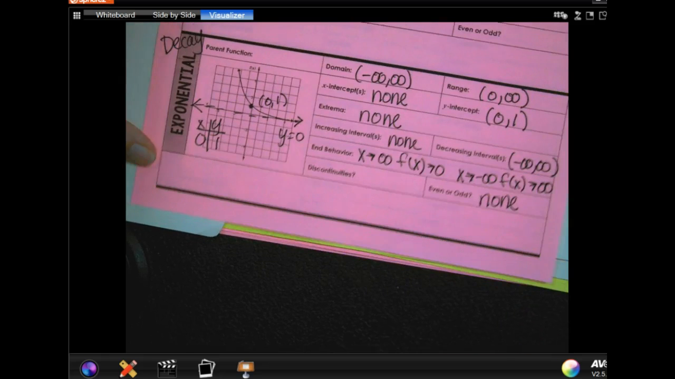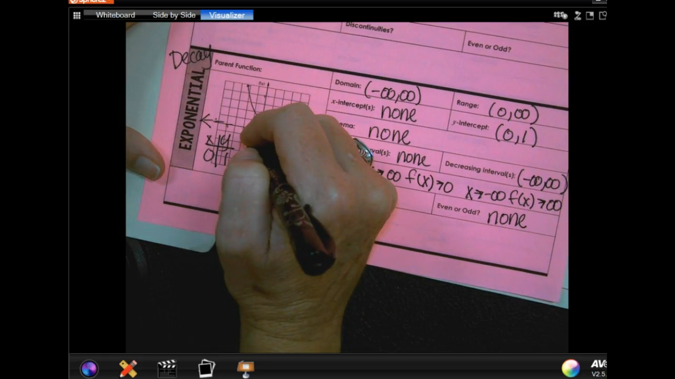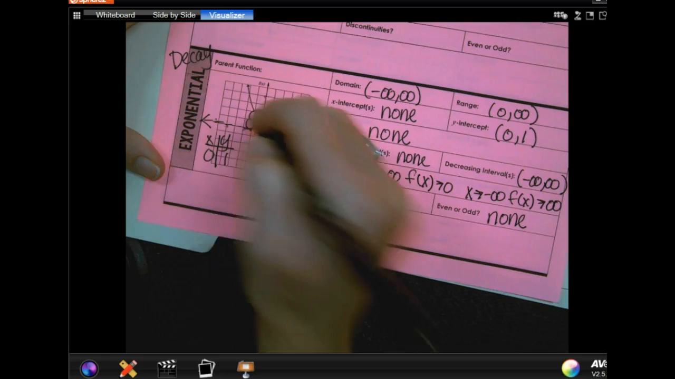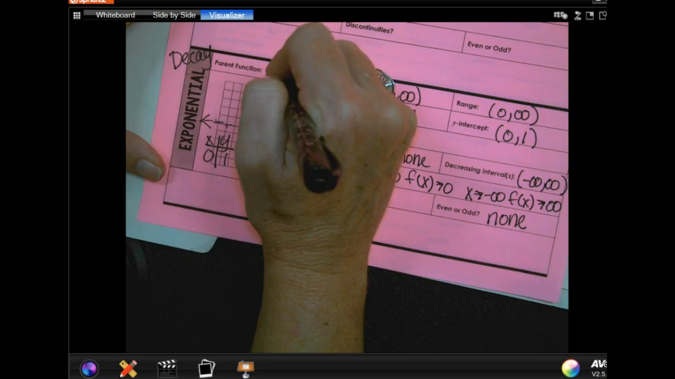So look, here's the only difference when you write an exponential decay. If I go back and count up 2, I'm still 2 this time, but I can't write y equals 2 to the x because that's exponential growth. So we make this a fraction.